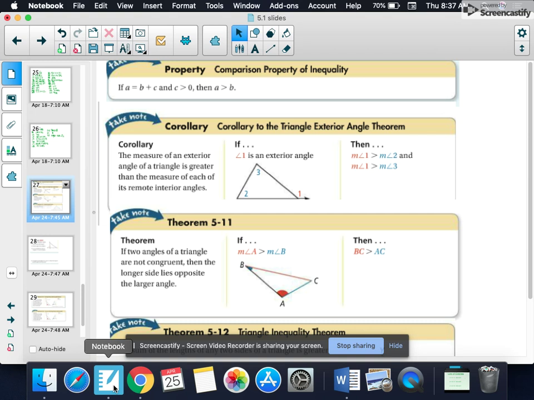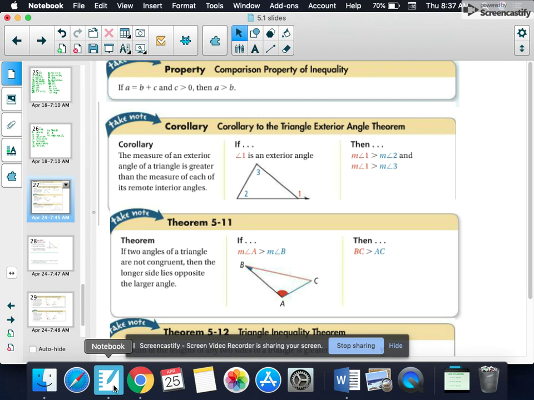Okay, so in our next section, we have a few new theorems. The first one is just the comparison property of equality. That's just saying that if A equals B plus C, then C has to be greater than 0 and A is going to have to be greater than B.